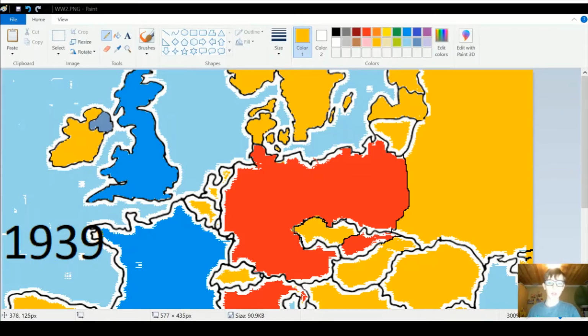So the invasion goes ahead, and the UK and France were supposed to ensure that Poland would be protected, but guess what? Poland didn't get protected. So Germany and Russia take their shares. I know that this doesn't look very accurate to what it was, but I'm not that good at drawing on a computer, okay? This is basically what happened, though. So let's see what happens next.